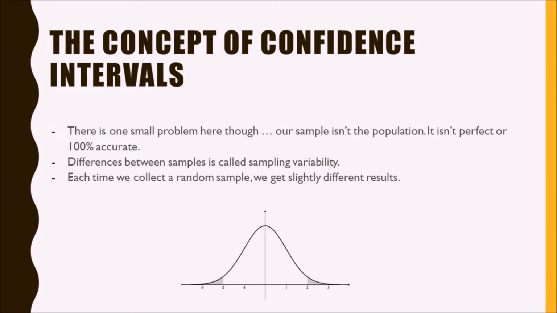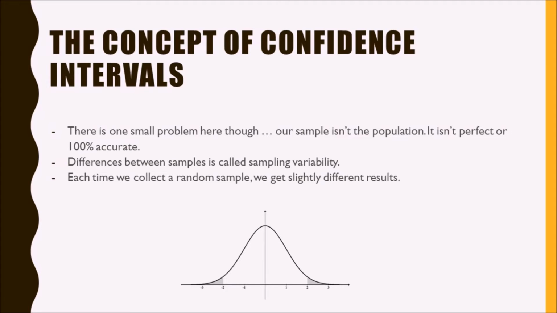There is one small problem here though. Our sample isn't the population. It isn't perfect or 100% accurate. For example, it would be extremely unlikely to take a random sample of people, measure their IQ, and get the exact same population IQ and standard deviation that one would achieve if they had sampled everybody.